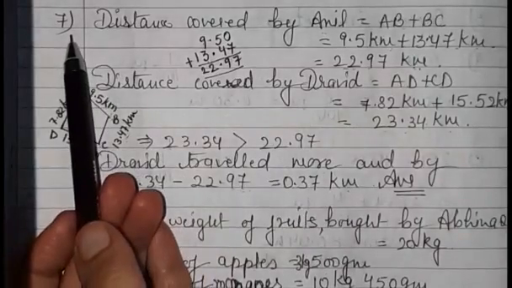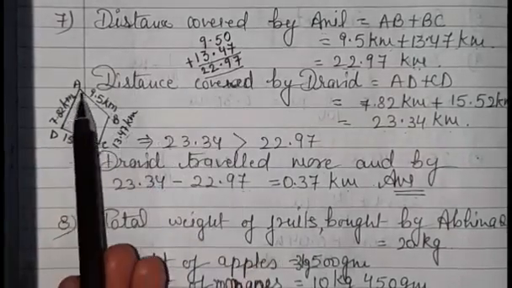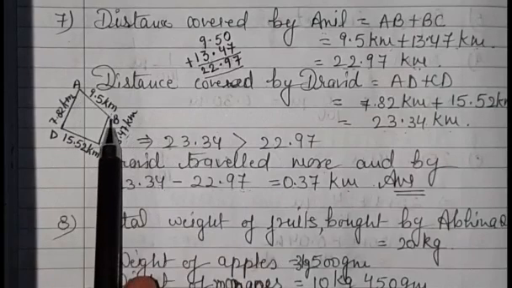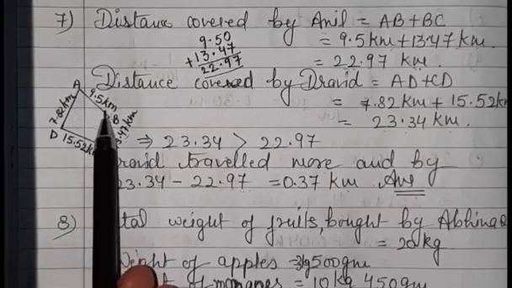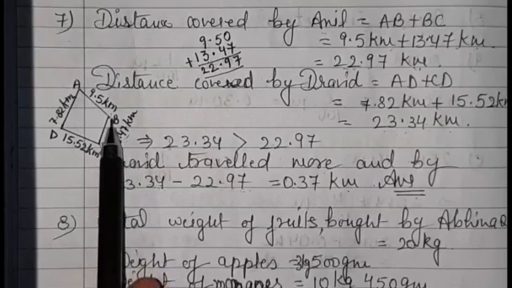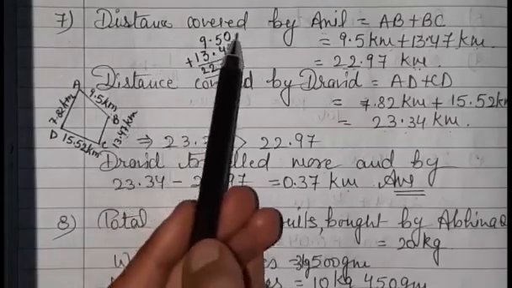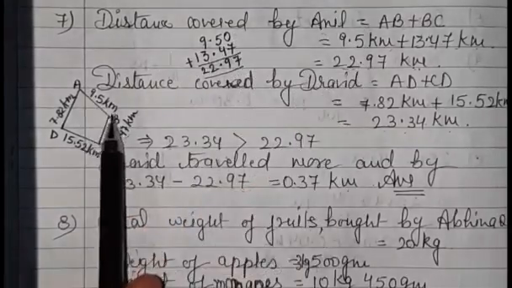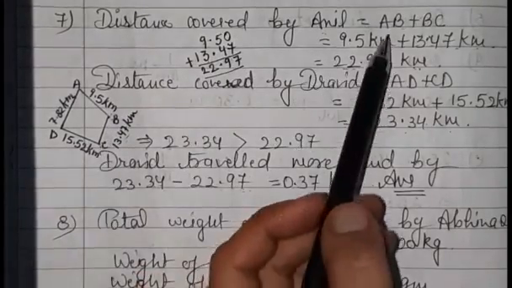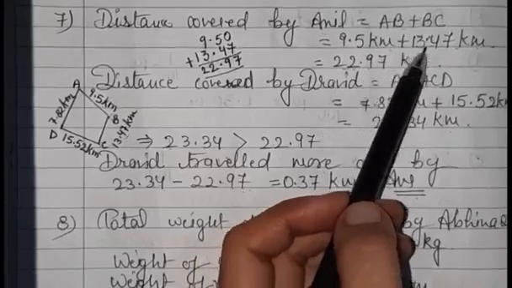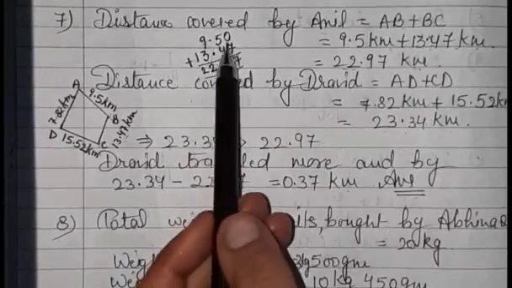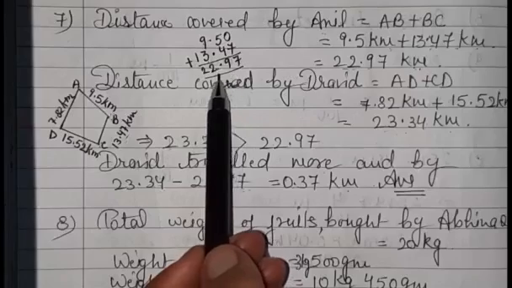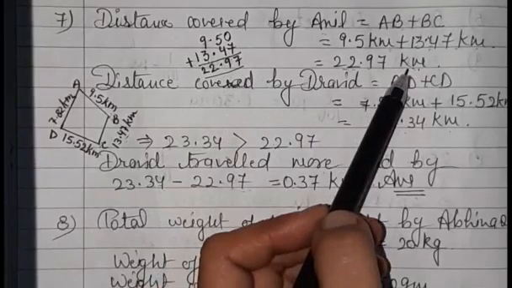Come to sum number 7. Anil went from place A to B and then to place C. A is 9.5 km from B and B is 13.47 km from C. So distance covered by Anil is AB plus BC, right? Calculate 9.5 km plus 13.47 km. When we will add after converting into like decimal, it will come 22.97 kilometers.